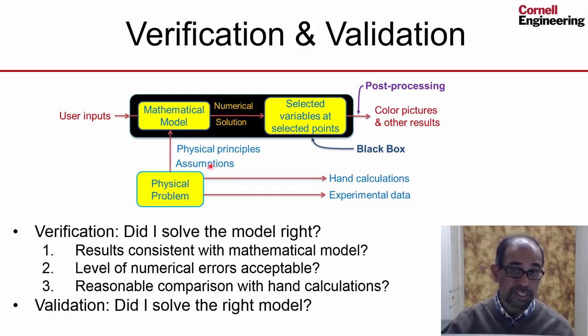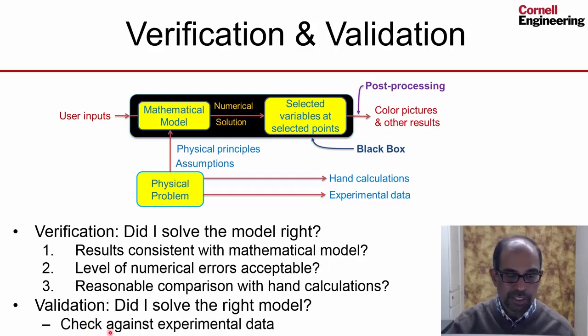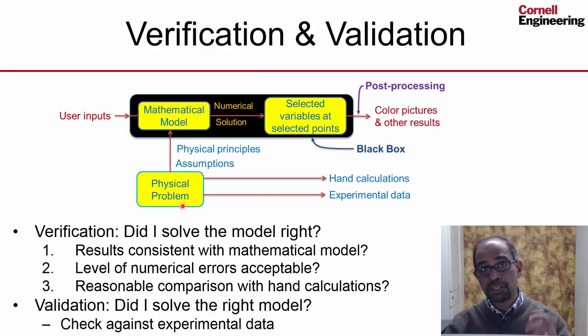For instance, there are assumptions embedded in the mathematical model. Are they acceptable, or have I missed some important aspect of it, or have I oversimplified the problem, and so on? And this is where one checks against experimental data. So when one is checking experimental data, one is doing validation rather than verification. Because in experiments, you're not using a mathematical model. You're interrogating the physical setup directly.